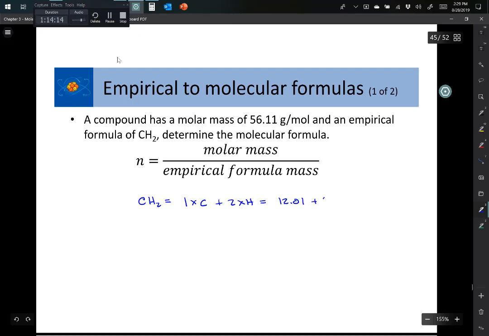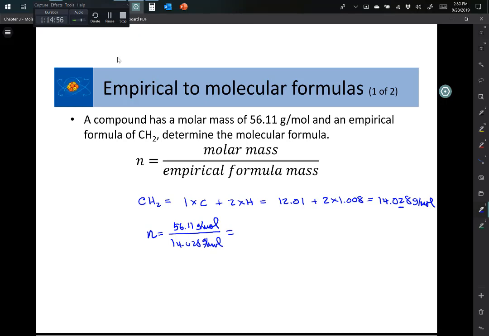12.01 plus 2 times 1.008. That comes out to 14.028, and that's the last sig fig there. That's in units of grams per mole or atomic mass units, it doesn't really matter. And then to calculate the N, it's going to be 56.11 grams per mole divided by 14.028 grams per mole. Gee, I hope this comes out to a good number.